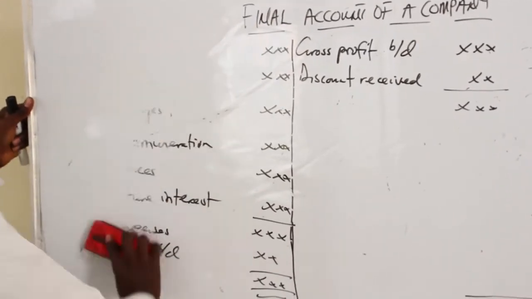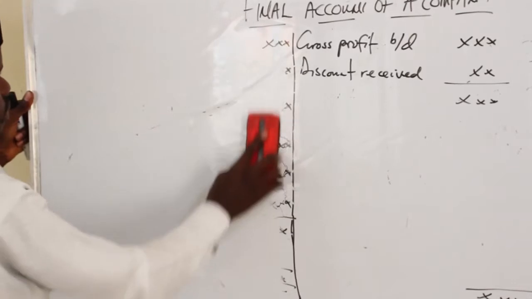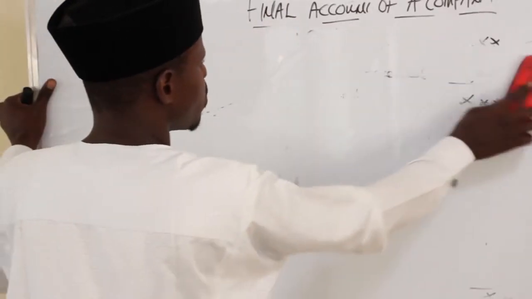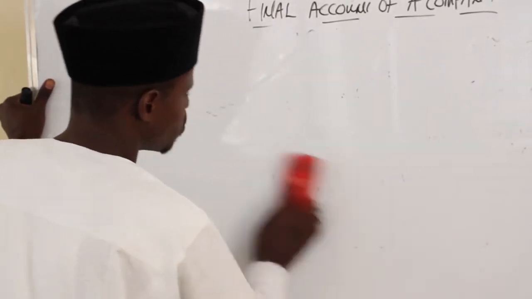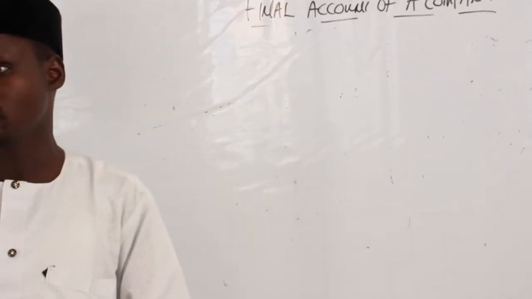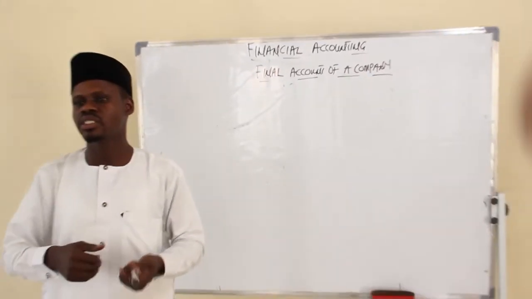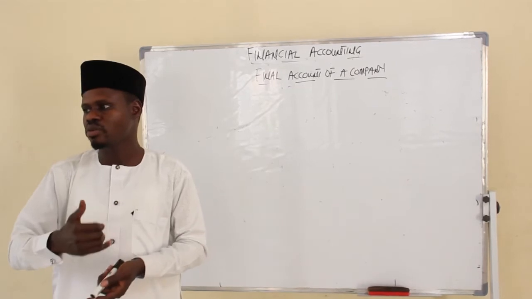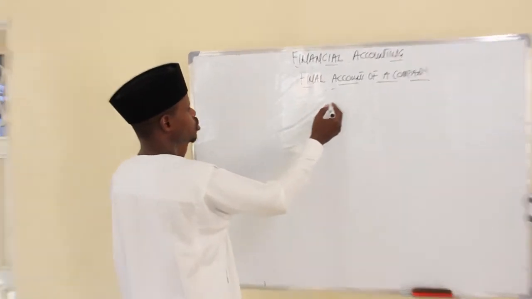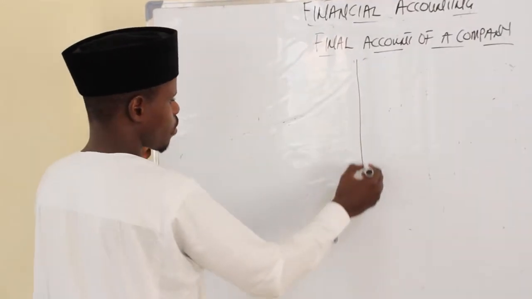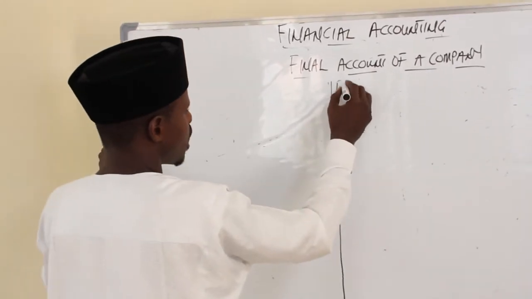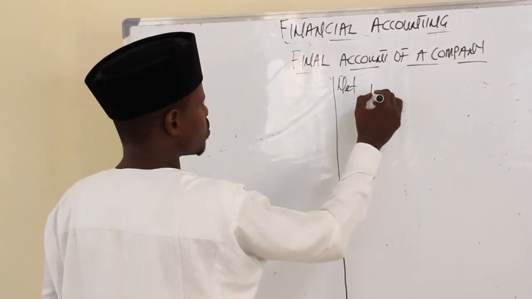Now, apart from the trading profit and loss account, after you have arrived at the net profit, you are required to appropriate the net profit. When we say appropriate, it means share the final profit with the relevant stakeholders. So we have the appropriation account, which is a continuation of the profit and loss account. Here the last item was the net profit.